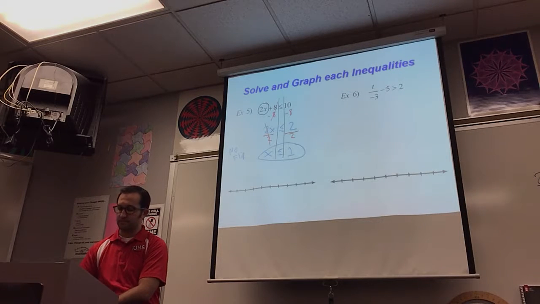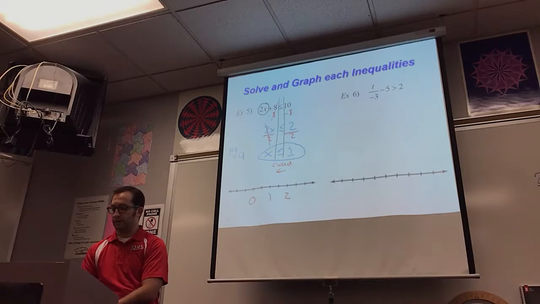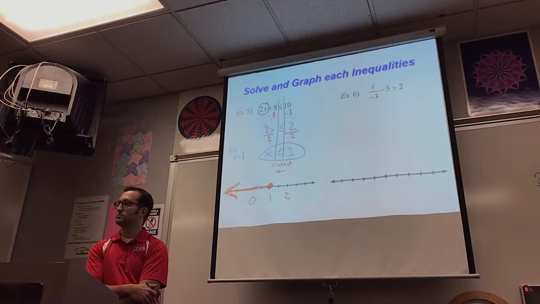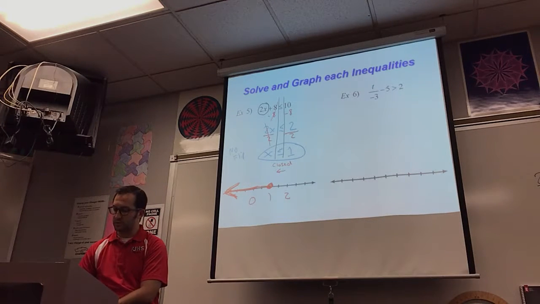So now let's graph it. Open or closed? Left or right? Left. Good. So my numbers are going to be 1, 2, and 0. Closed and left. Questions? Is your board right? Cool. Let's do the next one.